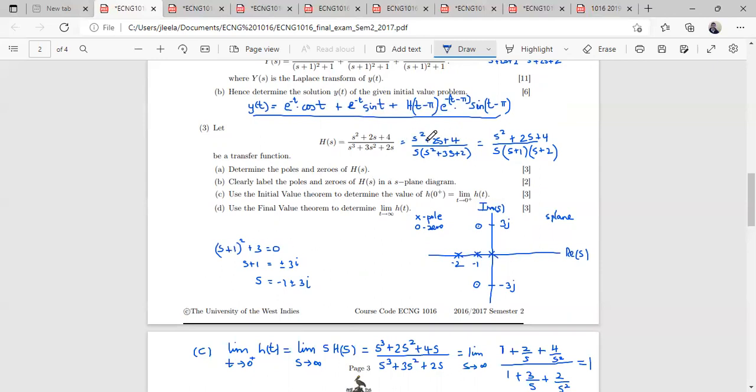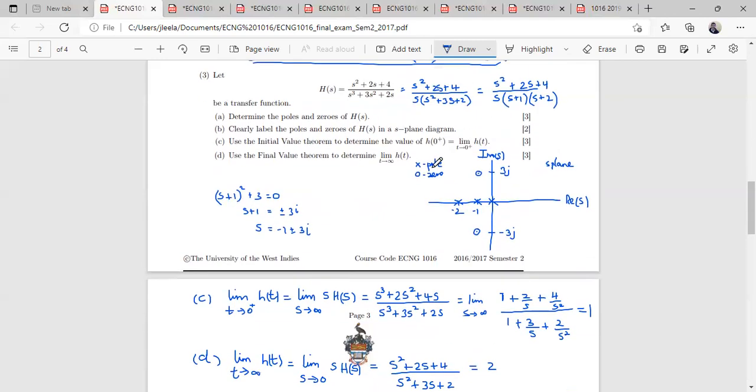you want to find your zeros now. So you want to factorize this top part here. So that will be s plus 1 squared plus 3. So s plus 1 squared will be minus 3. So the square root of minus 3 is plus or minus 3j. So s here is minus 1 plus or minus 3j. Right? So you have two zeros, complex zeros.